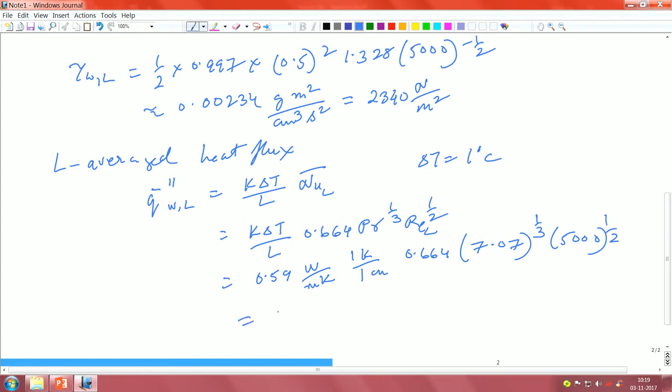This comes out to be about 5317 watt per meter square. So, you can see that it was a simple problem that we were able to solve just by using the correlations that were available.